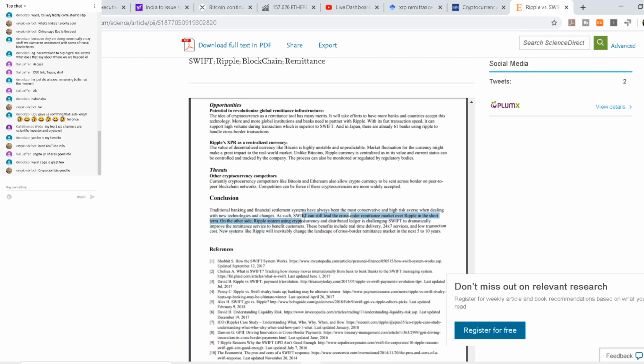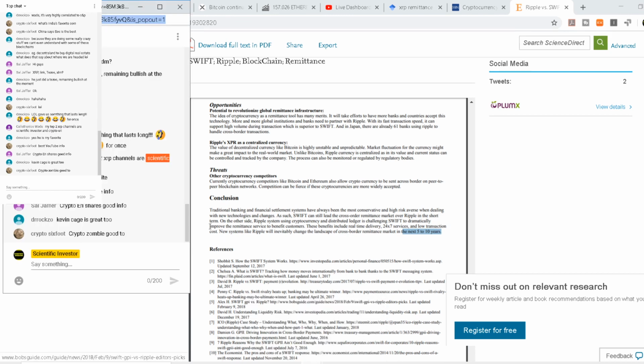On the other hand, the Ripple system, using cryptocurrency and distributed ledgers, is challenging Swift to dramatically improve their remittance service to benefit customers. These benefits include real-time delivery of a 24/7 service at low transaction fees. New systems like Ripple inevitably change the landscape for cross-border payments. Now they are looking at the next 5 to 10 years, and I don't know how many of you agree with that perspective, but I'm really into that. I'm even looking at the next 20 years, because that's actually possible. I think that is going to happen.